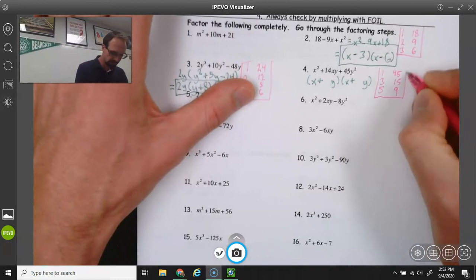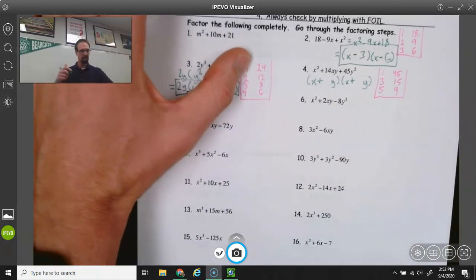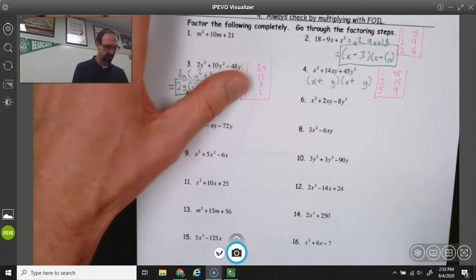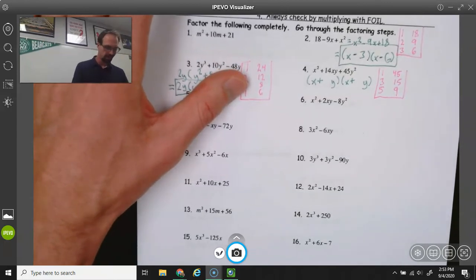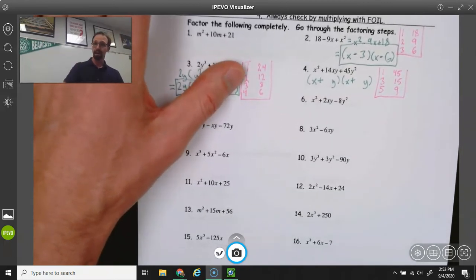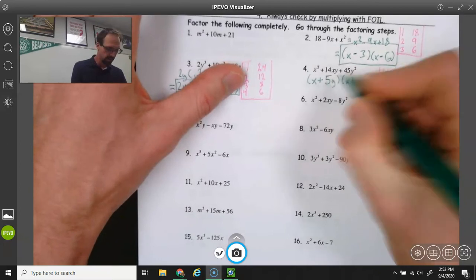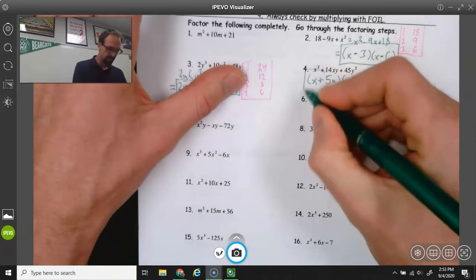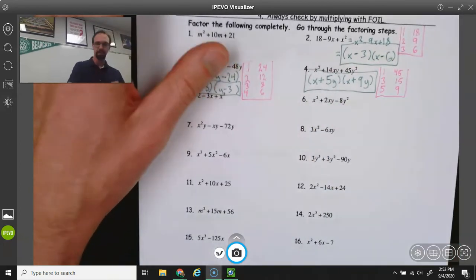So let's check. So I have to go through and check. 1 and 45, I can't get 14. 3 and 15, can't get 14. 5 and 9, if I add those two together. And that's what we want, because we're going to be adding these together. So there's the factors of that as well.